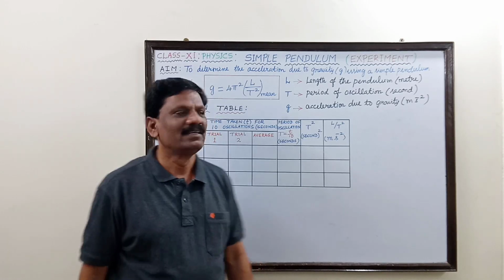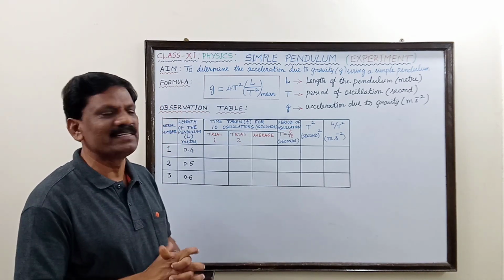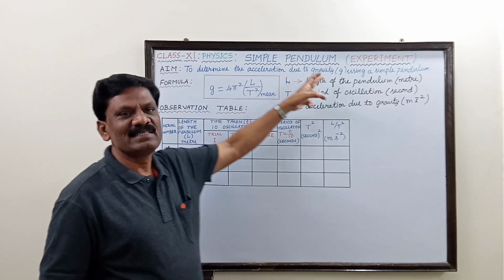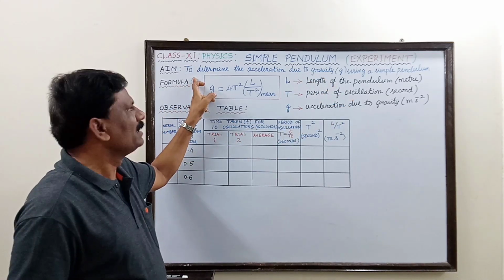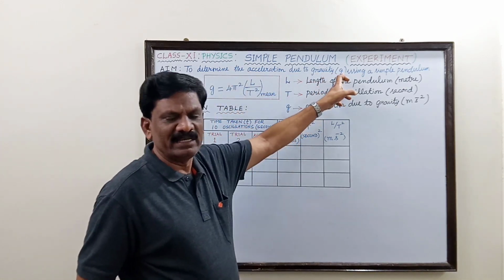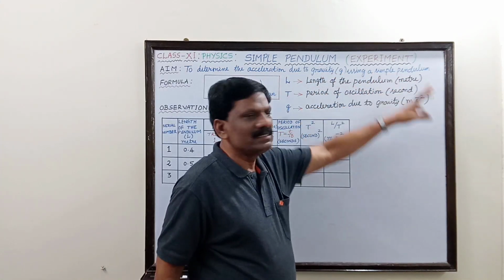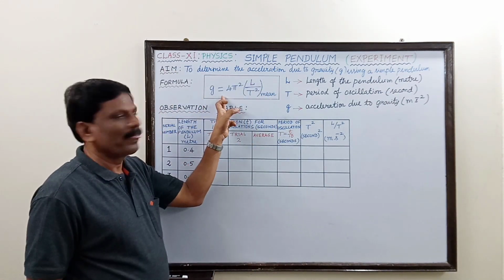Hi students, today we are going to demonstrate a very simple experiment in physics, namely the simple pendulum. Now what is the aim of the experiment? To determine the acceleration due to gravity g in a place using a simple pendulum. So what is the formula used?